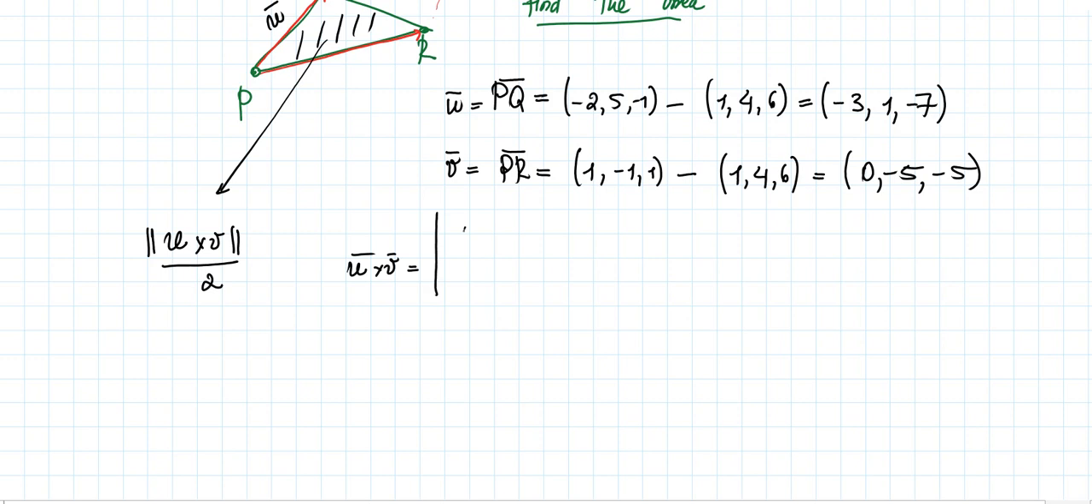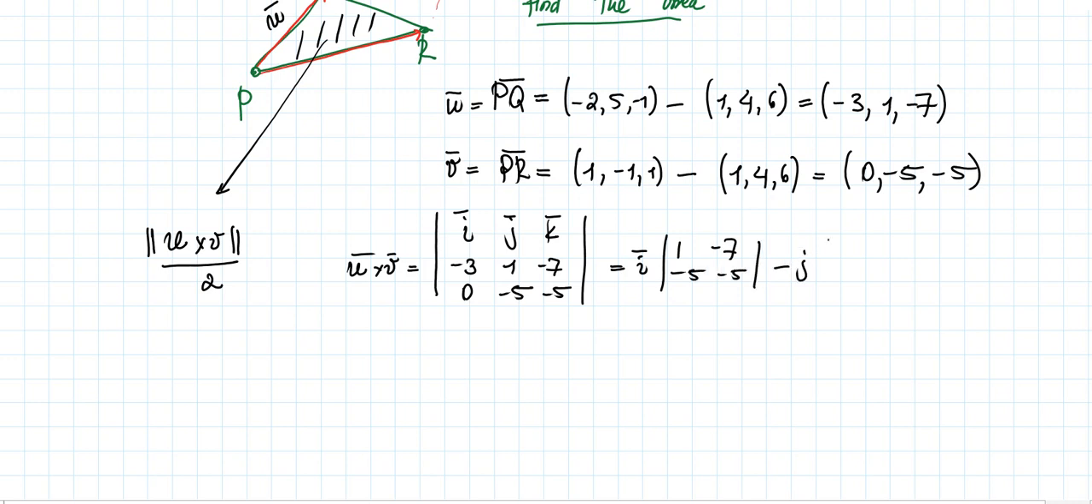We can do this using the matrices. We need to build a matrix with I, J, K on the first row. On the second row, we write down the components of the U vector: -3, 1, -7. On the third row, we write down the components of the second vector: 0, -5, -5. So the I component of this vector is going to be equal to the determinant of 1, -7, 0, -5. The J component is going to be equal to the determinant of -3, -7, 0, -5. And the K component is going to be equal to the determinant of -3, 1, 0, -5.